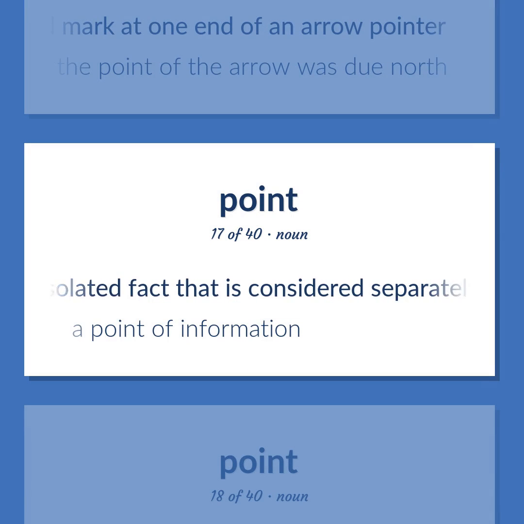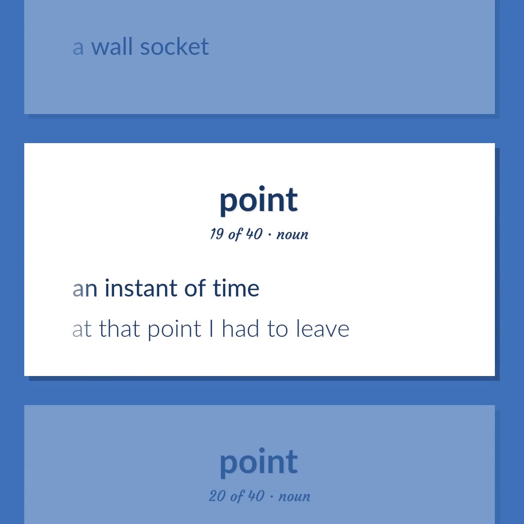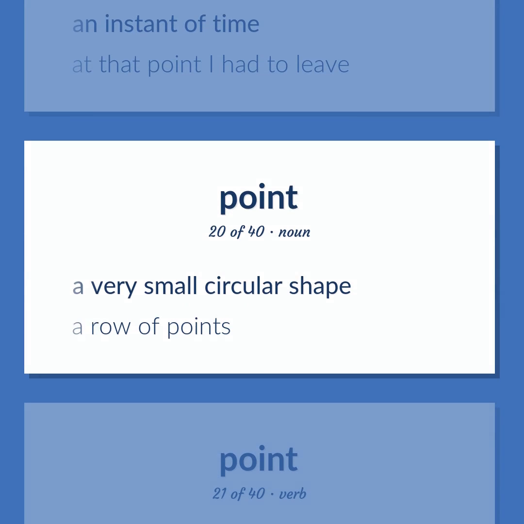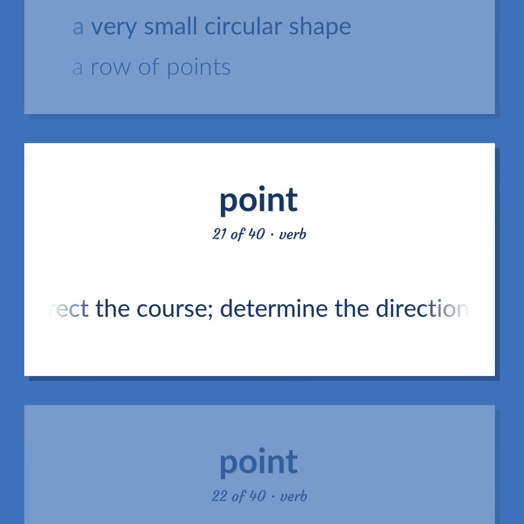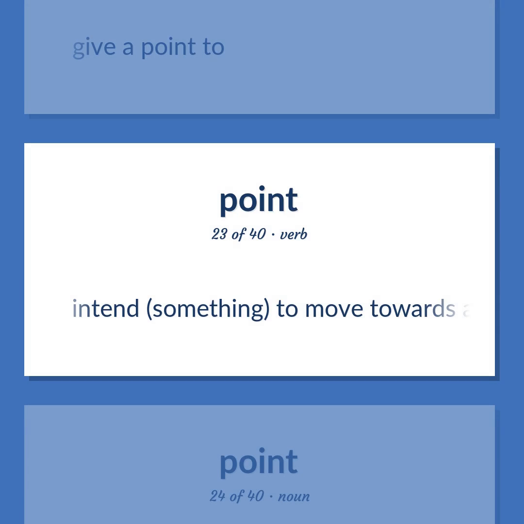An isolated fact that is considered separately from the whole. A point of information. A wall socket. An instant of time. At that point I had to leave. A very small circular shape. A row of points. Direct the course. Determine the direction of traveling. Give a point to. Intend something, to move towards a certain goal.